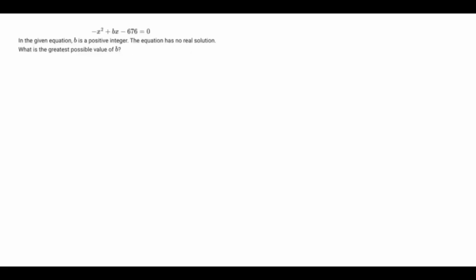This one says, in the given equation, b is a positive integer. The equation has no real solution. What is the greatest possible value of b? So they give us a quadratic equation, negative x squared plus bx minus 676 equals 0.